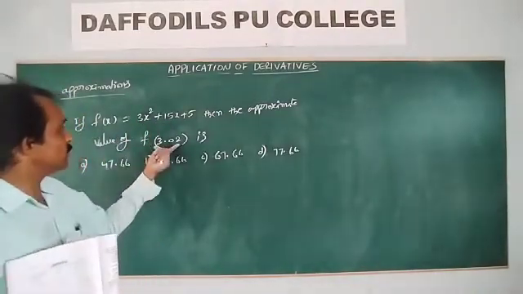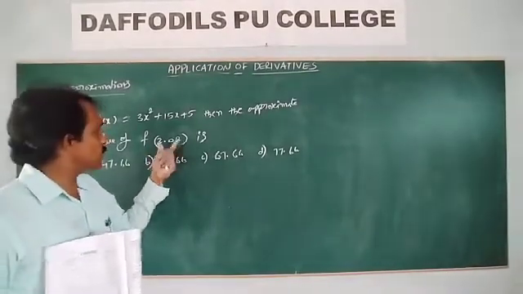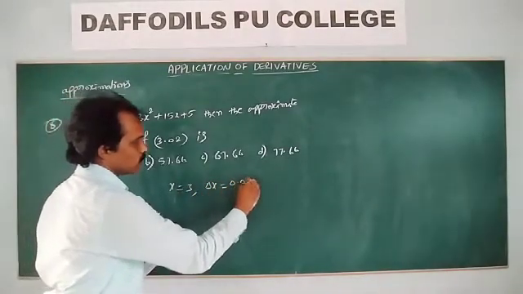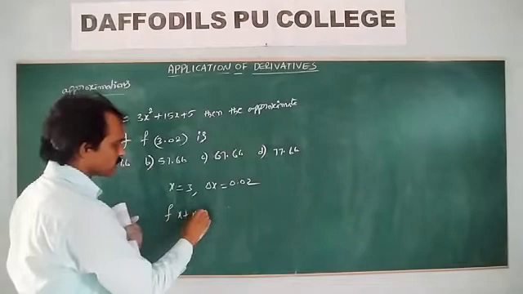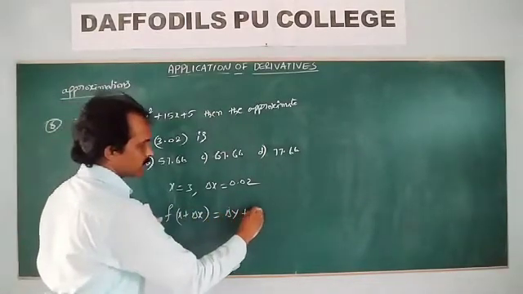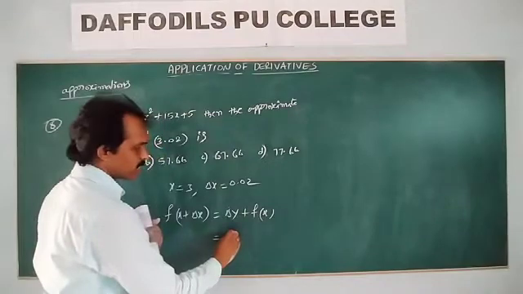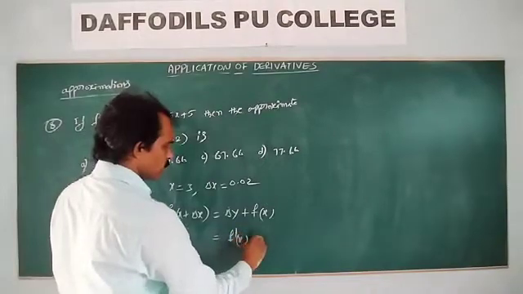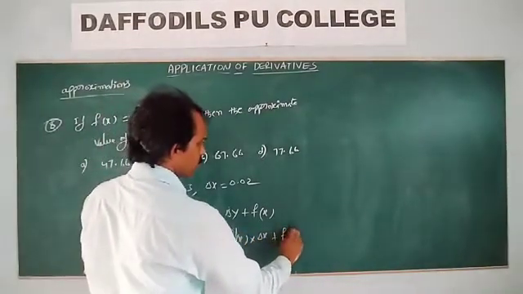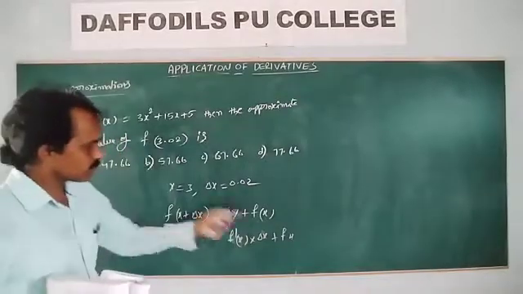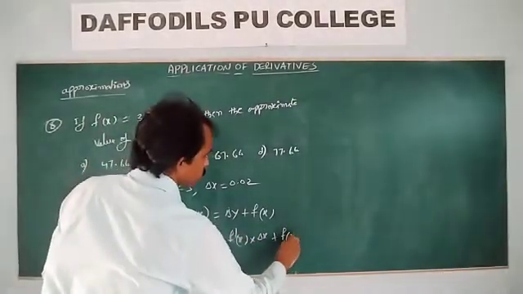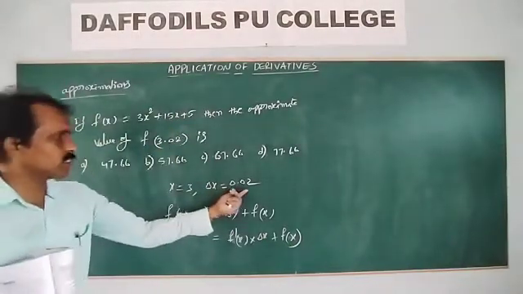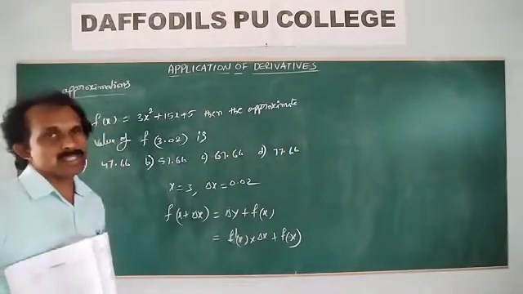This is 3.02, which means let x be equal to 3, delta x is equal to 0.02. We want f of x plus delta x is equal to delta y plus f of x. What is delta y? It means f dash x into delta x plus f of x. So first of all, find f of x value, next f dash x derivative, next delta x given already 0.02, multiply and find out this answer.